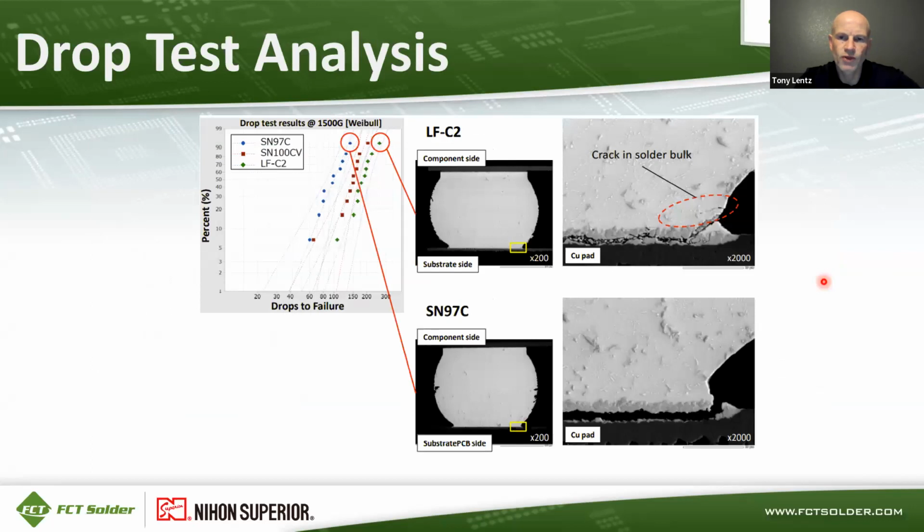Here's cross sections of what the failures look like afterwards. So LFC2 tended to give some cracking through the bulk, but ultimately in these kinds of tests, you get failure along the intermetallic, which is the weakest link in that solder joint in these cases. Whereas SAC305 doesn't have any kind of crack in the solder bulk forming, but it does fail along the intermetallic there.